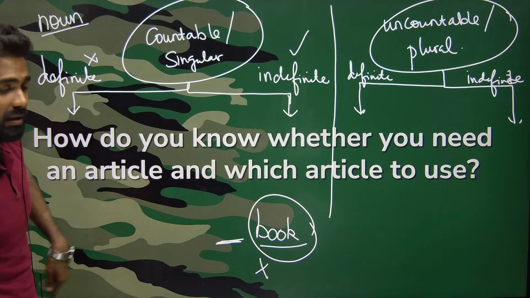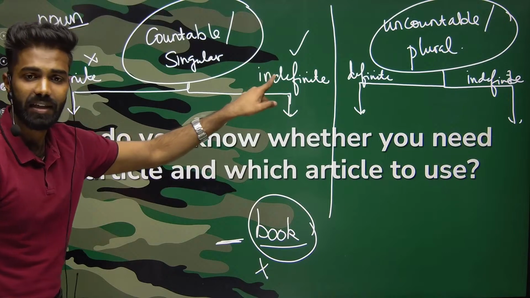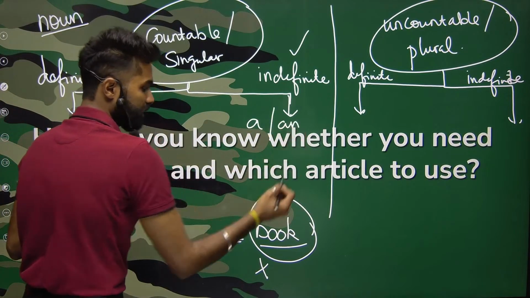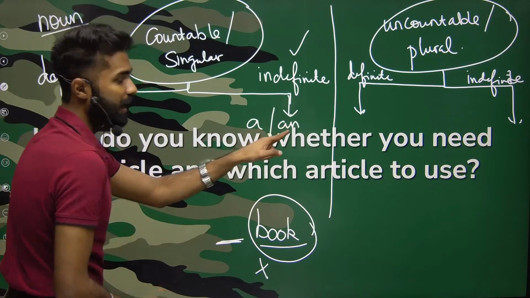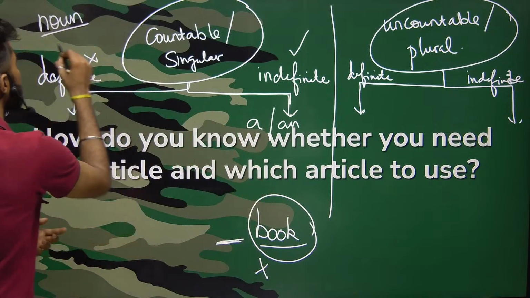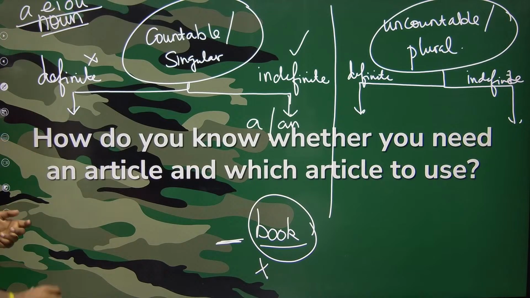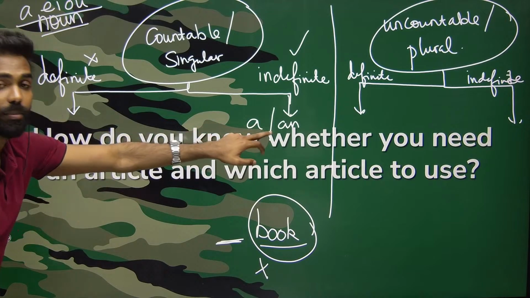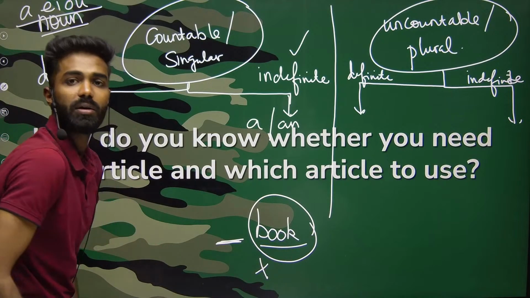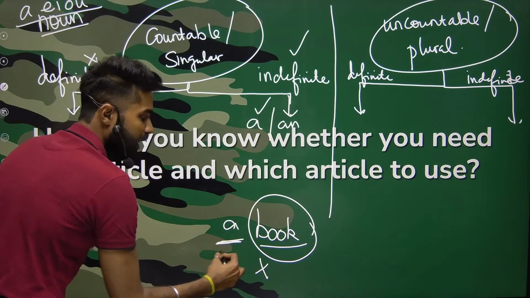If a noun is countable and singular, and if it is indefinite, then I can use a or an. Here I cannot use an, because an will be used only before vowel sounding words. What are vowels? A, E, I, O, U. These are all my vowels. I will use an only before vowel sounding words. Book is not giving me a vowel sound, so I'll be choosing a book.